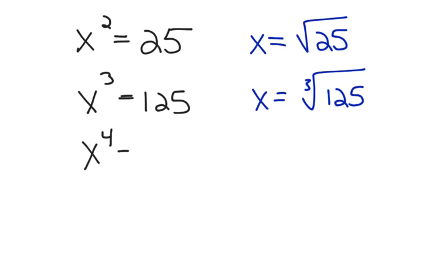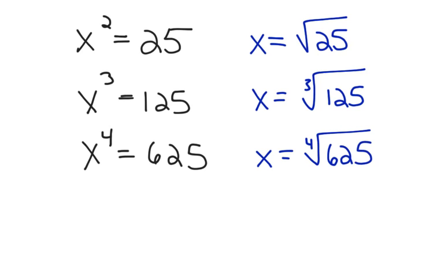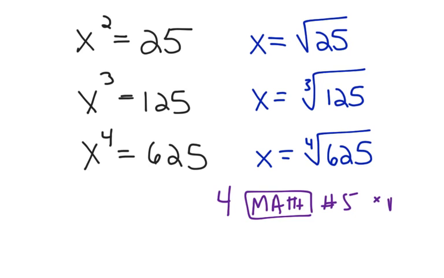x to the fourth is equal to 625. You can find out what x is by taking the fourth root of 625. The fourth root in your calculator is a little bit different. You have to first type in 4 on the home screen, and then go to Math, number 5, which says x root, and then type in 625 and enter, and it will tell you the answer is 5.